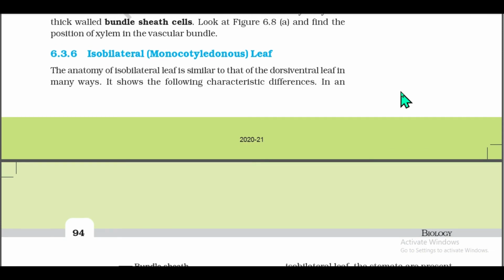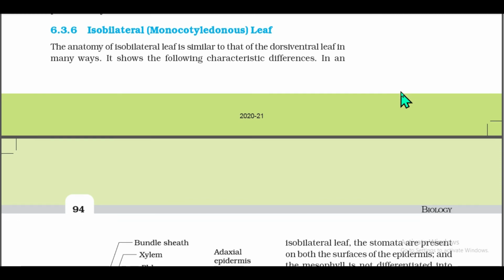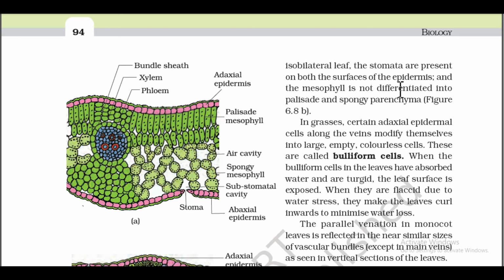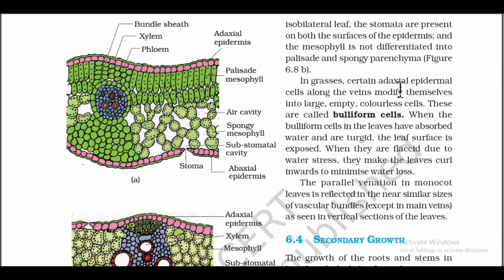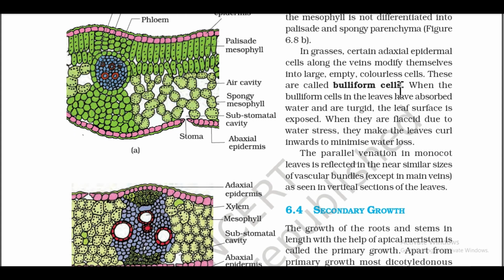6.3.6 Isobilateral monocotyledonous leaf. The anatomy of isobilateral leaf is similar to that of dorsiventral leaf in many ways. It shows the following characteristic differences. The stomata are present on both surfaces of the epidermis, and the mesophyll is not differentiated into palisade and spongy parenchyma. Figure 6.8b. In grasses, certain adaxial epidermal cells along the veins modify themselves into large empty colorless cells. These are called bulliform cells.